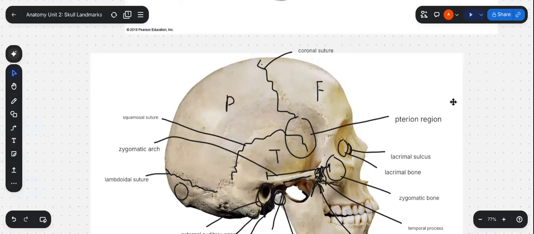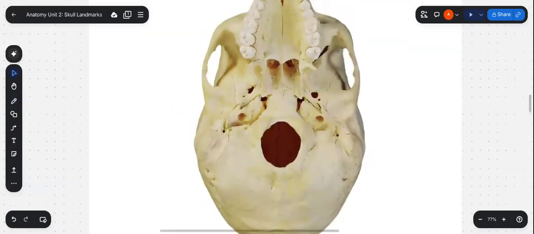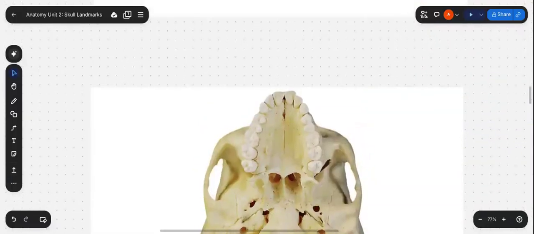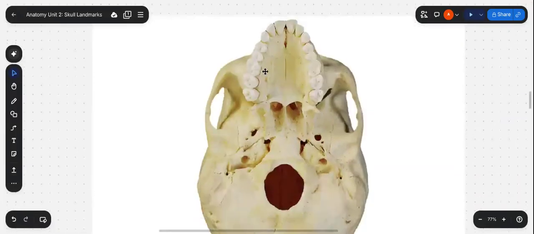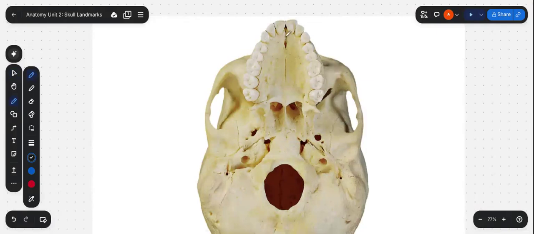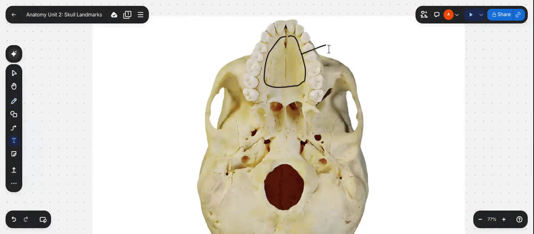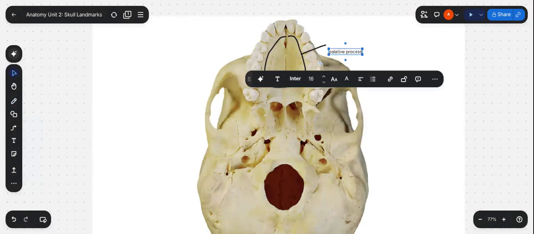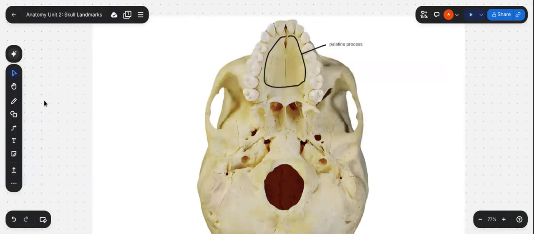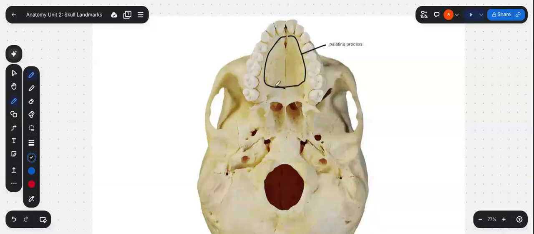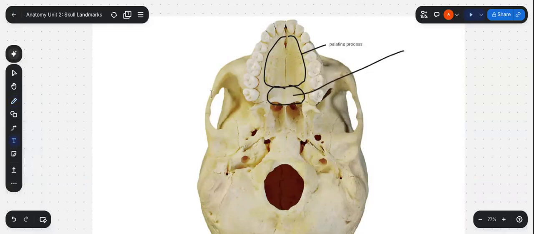Perfect. Okay, now we are going to move on to looking at the inferior view of the skull. So, first thing, you have your palatine process. Palatine process is going to be this first portion of the bone that is on the roof of your mouth. Palatine process. Next, we have your palatine bones. Palatine bones is right under it over here. That region.